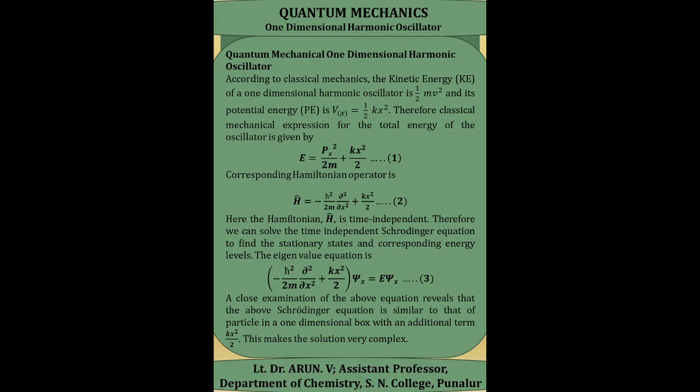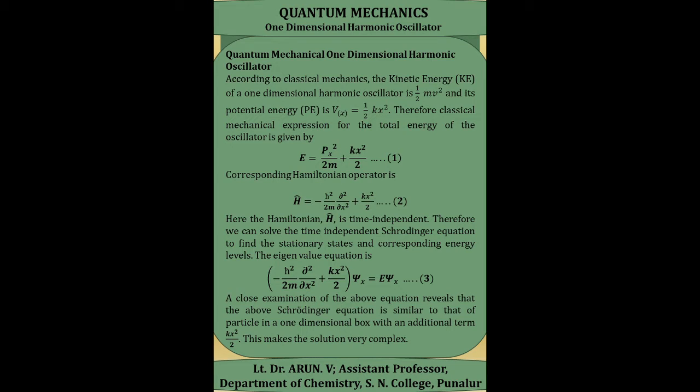Next, we have to convert this classical mechanical expression to the corresponding quantum mechanical operator. It is a total energy expression, so the corresponding quantum mechanical operator is the total energy operator, that is called the Hamiltonian operator, and the Hamiltonian operator corresponding to this classical expression for total energy is H cap equal to minus h cross square divided by 2m into dou square by dou x square plus kx square by 2.